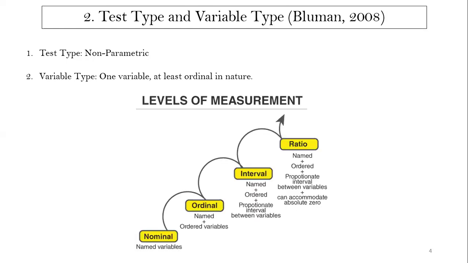1, test type. You look at the test type and the variable type, which is non-parametric. 2, the variable type. 1 variable, at least ordinal in nature. Here I have a diagram showing the levels of measurement. You have the nominal, the ordinal, interval, and the ratio. And we know for this statistic, the nominal is not applicable.